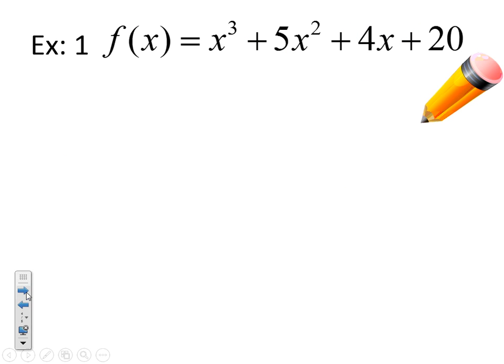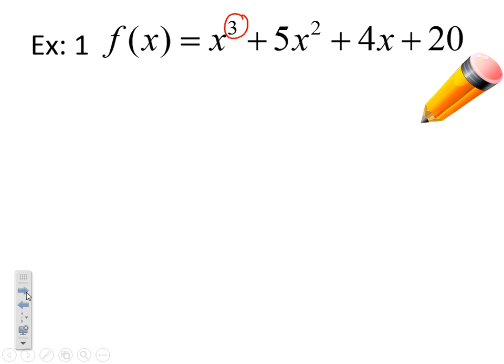So here's the first example. Write this one in your notes. This is a function f of x equals x to the third plus 5x squared plus 4x plus 20. So already, right off the bat, we know we should be looking for 3 solutions. And we're supposed to solve and find all 3.